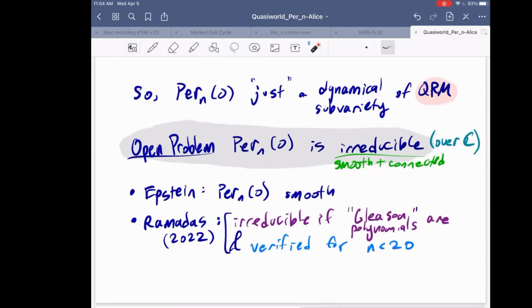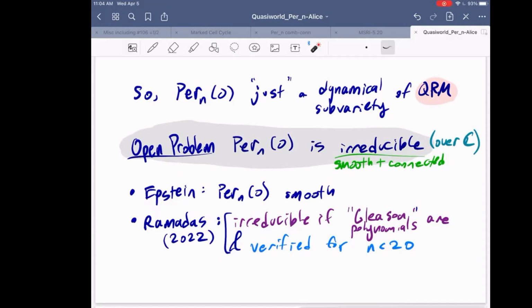And it's been an open problem for the last 30 or 40 years to determine whether or not Per_n(0) is irreducible, meaning these equations of a and b, over the complex numbers. And with a bit of massaging of definitions that may be more familiar to algebraists, this is equivalent to Per_n(0) being smooth and connected. Epstein proved that Per_n(0) is in fact smooth. So to show that Per_n(0) is irreducible, it suffices to show that it is connected.